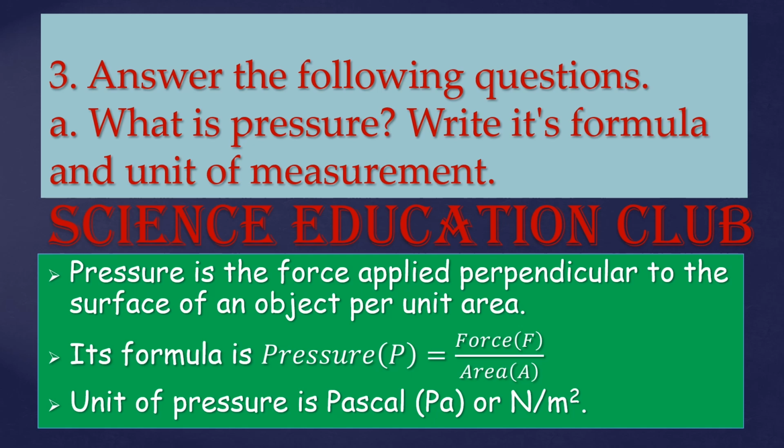Answer the following questions. What is pressure? Write its formula and unit of measurement. Pressure is the force applied perpendicular to the surface of an object per unit area. Its formula is pressure equals force divided by area, and unit of pressure is Pascal or Newton per square meter.